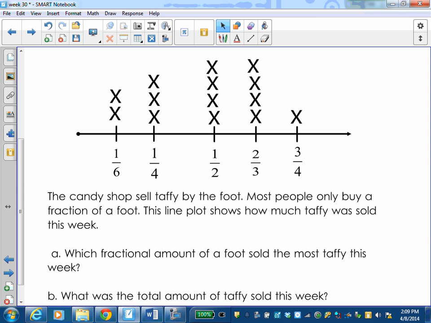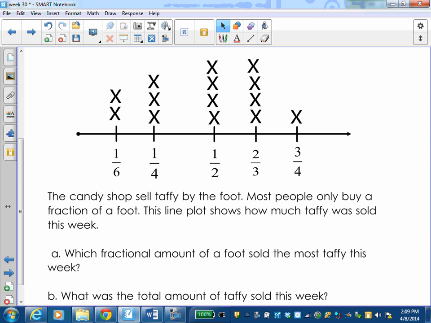So by looking at this line plot, we can see, okay, since there are two X's above 1/6, two people came in and bought 1/6 of a foot of taffy. 3 people came in and bought 1/4 of a foot of taffy. 1, 2, 3, 4 people came in and bought 1/2 a foot of taffy. 4 people came in and bought 2/3 of a foot of taffy. And then 1 person came in and bought 3/4 of a foot of taffy. So we can see the taffy that was sold this week was broken up into these fractional amounts that represent how much of a foot they chose to buy.